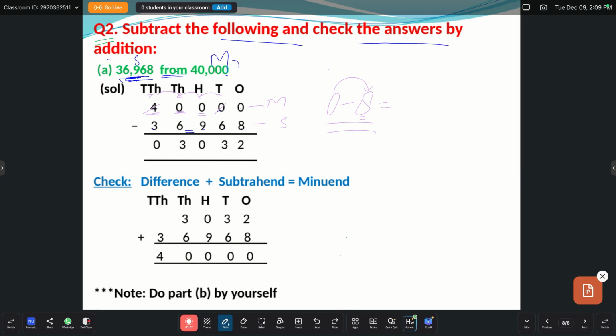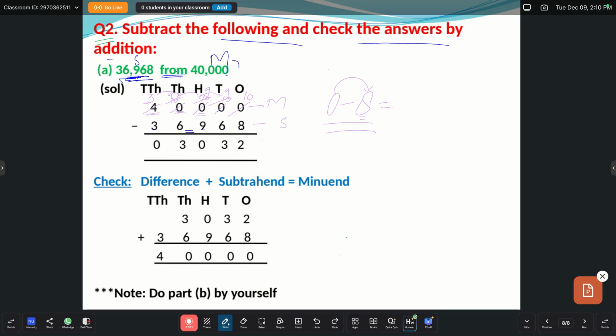What will be left here? 3. So 3 10,000s are left here. It will give 1 to this and it will become 10. Now this will give 1 to this and it will become 9 and this will become 10. Now this hundreds column will give 1 to this. This will become 10 and here we are left with 9. Again this tens column will give 1 to this and here it will be 10. And here we are left with 9.